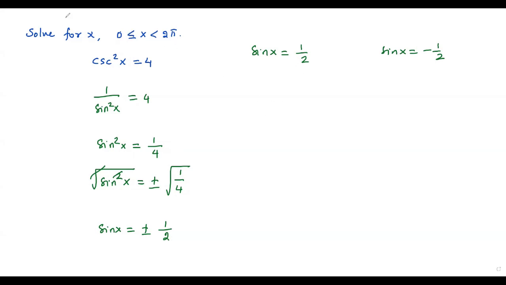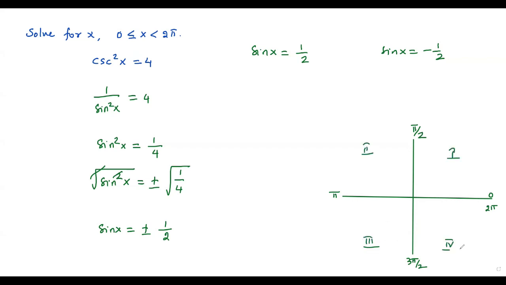Okay, so let me consider the 4 quadrants. Let me draw the 4 quadrants over here. Here we have 4 quadrants, and here we have 0, pi over 2, pi, and here we have 3 pi over 2 and here we have 2 pi. This is quadrant 1, this is quadrant 2, this is quadrant 3 and this is quadrant 4.